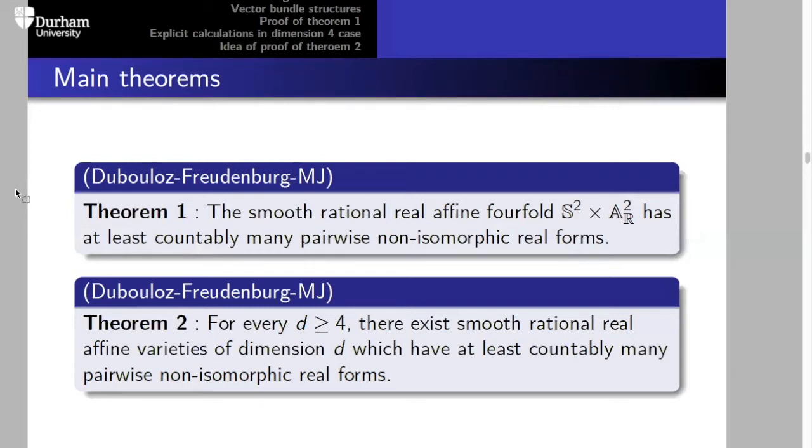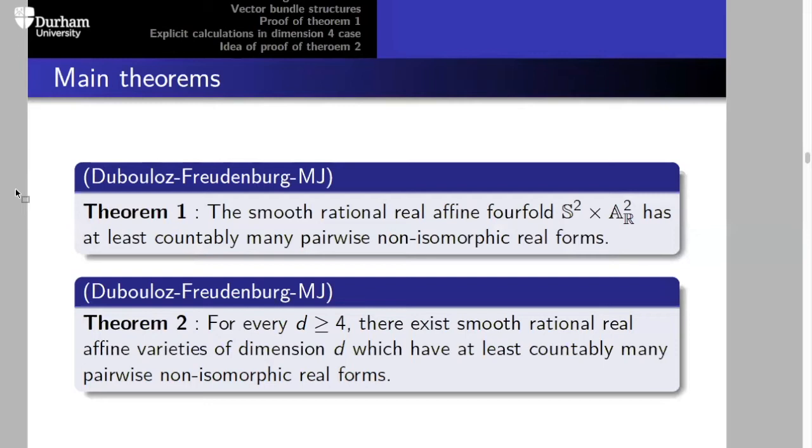So in order to prove Theorem 1, I'm going to use the structure of the product, and the product is a trivial vector bundle. And so I will concoct real forms using the theory of vector bundles over the sphere. And as I said before, I'm going to do this in the 3 settings.